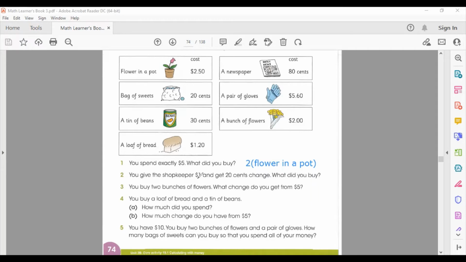You give the shopkeeper $1 and get 20 cents change. What did you buy? $1 is equal to 100 cents, so you give the shopkeeper 100 cents and he gives you back 20 cents. So 100 minus 20 is 80 cents. With 80 cents you can buy a newspaper. So you can write here a newspaper.